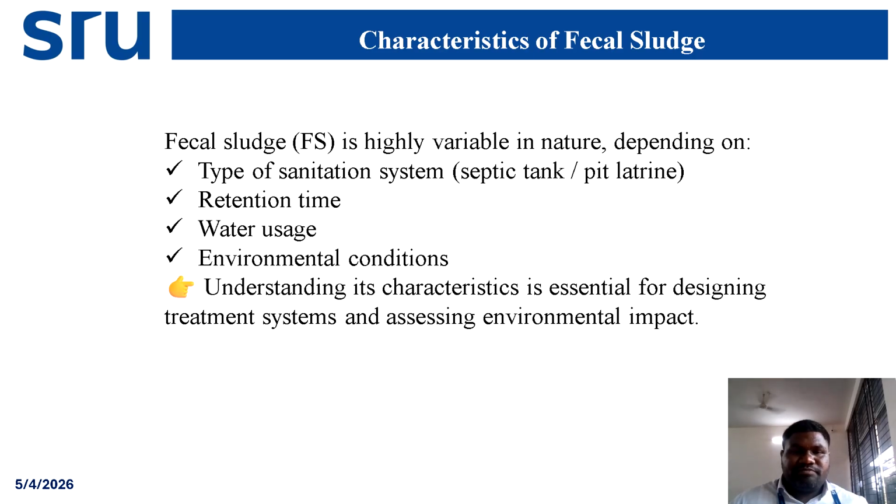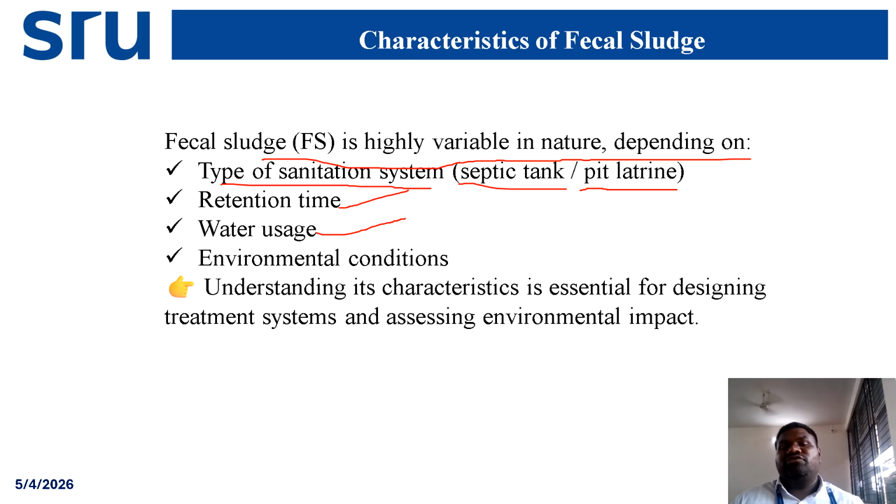So fecal sludge is highly variable in nature depending on the type of sanitation system. It may depend on septic tanks, and it may vary for latrines also. It depends on retention time and water usage. If you are using more water after going to the washroom, what will happen? Dilution of contamination will happen. Next are the environmental conditions, maybe temperature, or bacterial growth, active bacteria in the septic tanks. These parameters will vary. So understanding its characteristics is essential for designing treatment systems and assessing environmental impact.